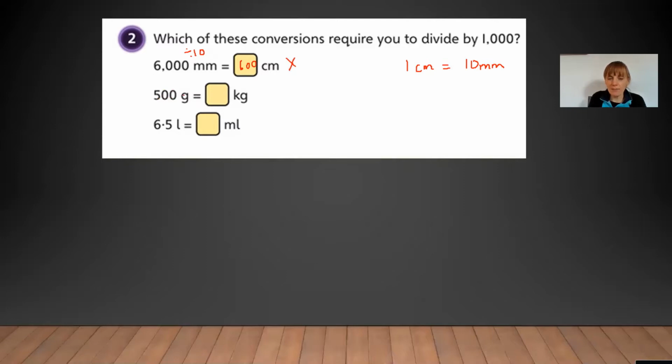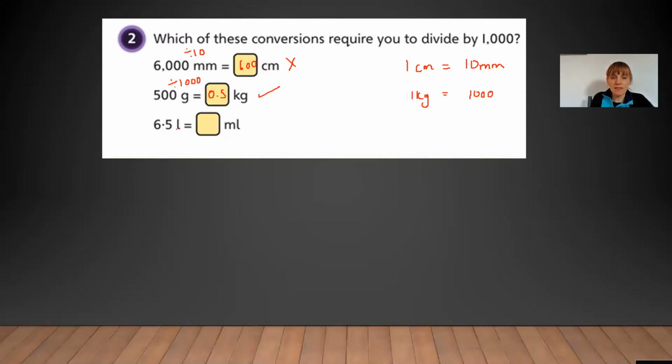Now 500 grams to kilograms, yes, I need to divide because I'm going from the smaller unit of grams into the larger unit of kilograms. Now how many grams are there in a kilogram? Let's remind ourselves. 1 kilogram is the same as 1,000 grams. So I've got to divide 500 by 1,000. So this one is asking me to divide by 1,000. If I divide this by 1,000, everything's jumping 3 places smaller. So this is the same as 0.5 kilograms, so half a kilogram. So 500 grams is the same as half a kilogram. That's another good one to put into our memory bank.